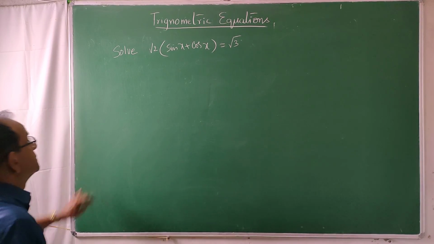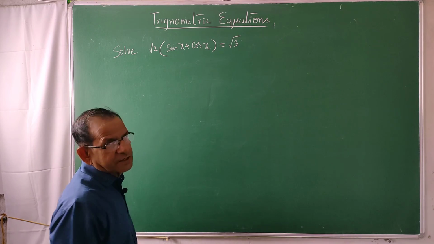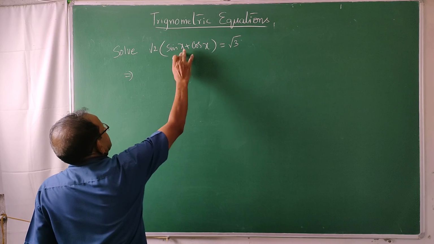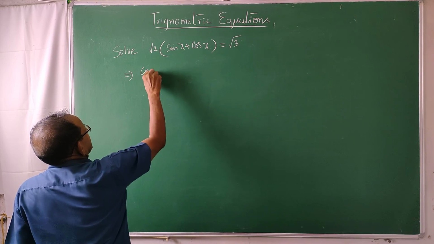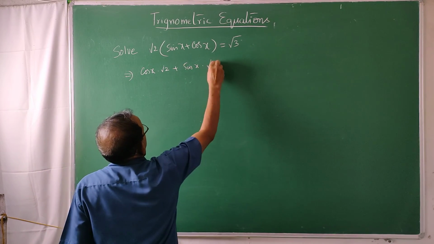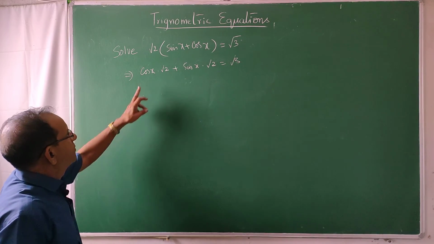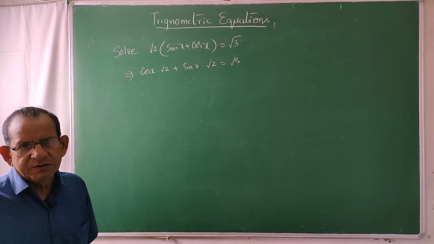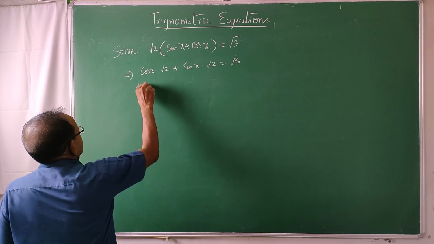Now, say this question. We have to solve root 2 into sin x plus cos x is equal to root 3. Let us write the cos x term in the beginning, because it is plus. Cos x into root 2 plus sin x into root 2 is equal to root 3. Now, it is also in the form of a cos x plus b sin x is equal to c. You have to divide both sides by root of a square plus b square.